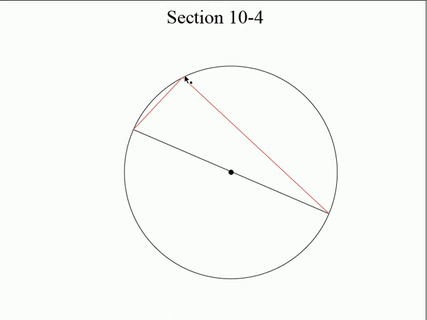But it's not just any inscribed angle. I just didn't take it anywhere. Look where I ended up. I cut off this whole big arc right here. What's this big arc? It's a semicircle, which is how many degrees? 180 degrees. So it cuts off 180 degrees.